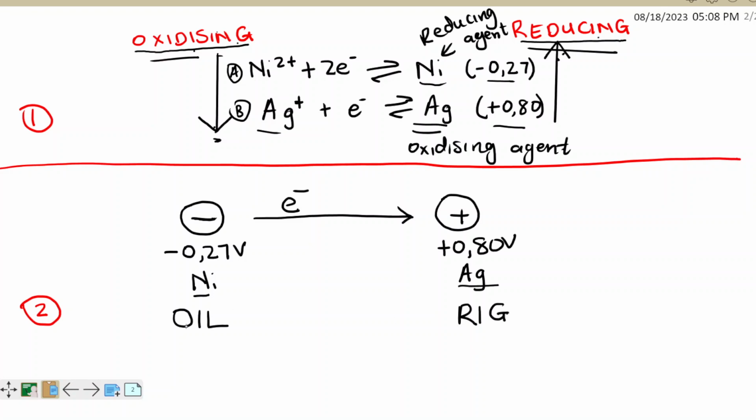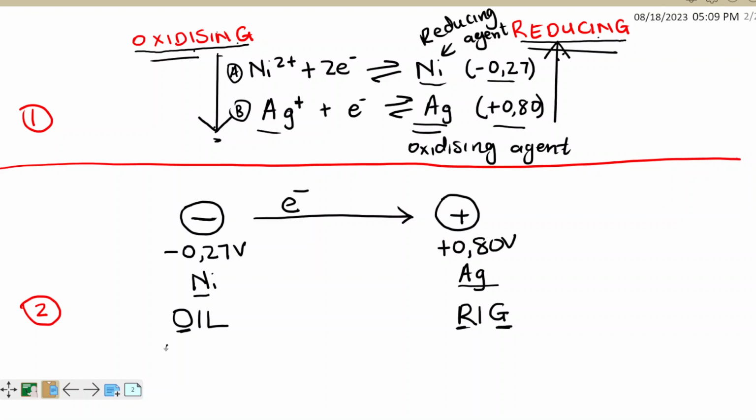So nickel is losing electrons. We said that is oxidation. Oxidation is loss of electrons. And silver is gaining electrons. What is gaining of electrons? It's a reduction. A reduction is gain of electrons.